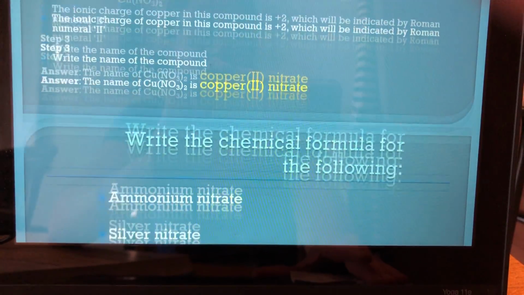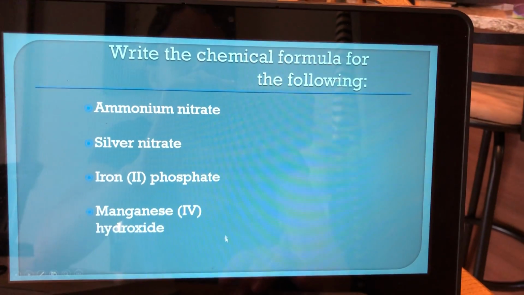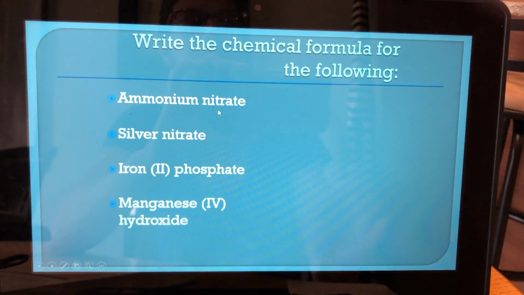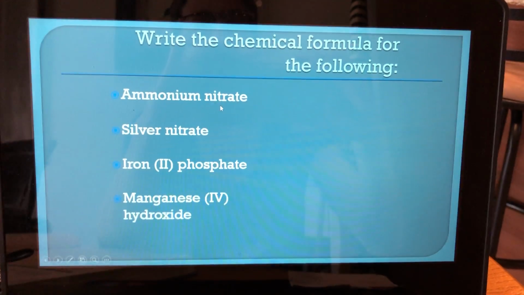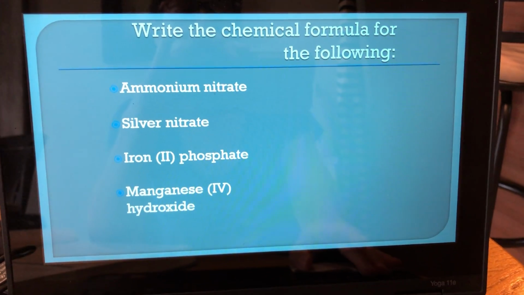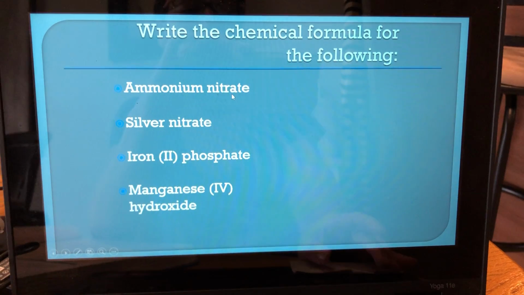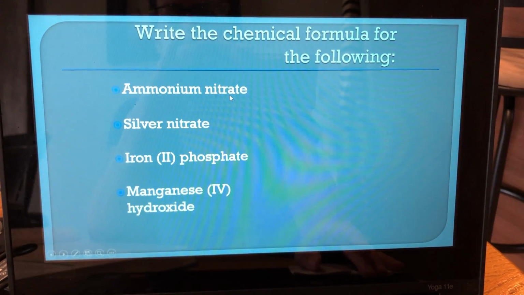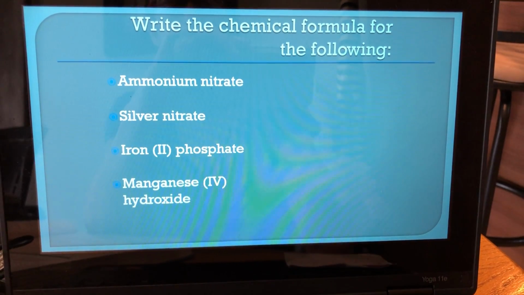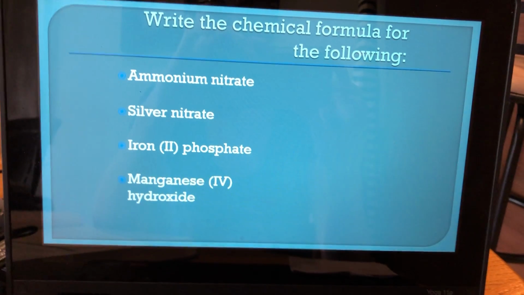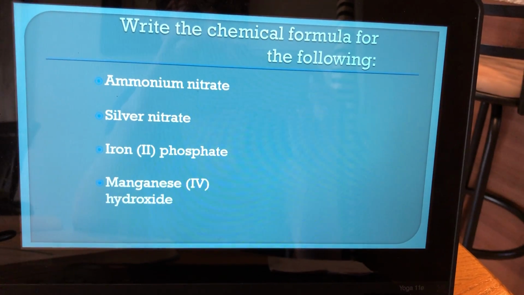Okay, let's write the chemical formula for the following. What is ammonium nitrate? So ammonium is NH4 +1. Nitrate is NO3 -1. And then you have to crisscross. So I will be doing this on a piece of paper for you. So just 1 second.